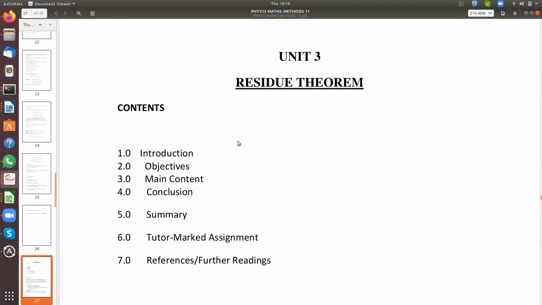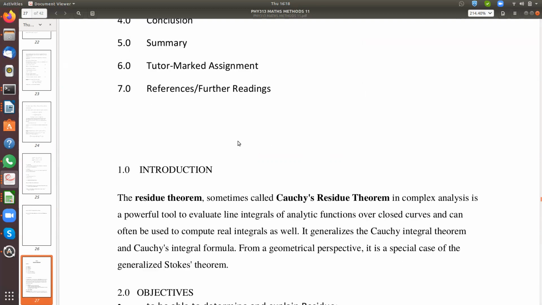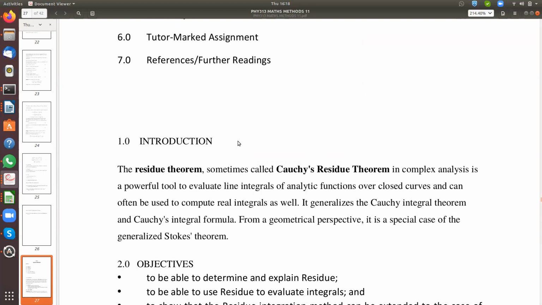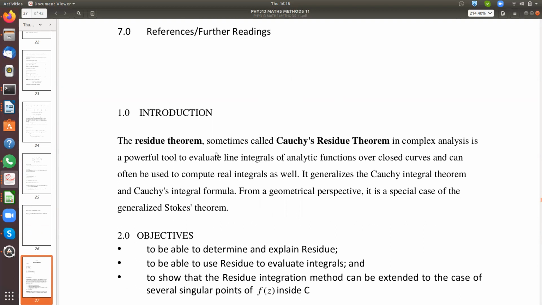If there is no question, let's briefly discuss some things about the residue theorem, because I hope to complete this class next week. And there are a lot of things to discuss under this. So let's look at the basic things today, so that we can be able to cover it next week. So we said the residue theorem, sometimes called the Cauchy residue theorem, in complex analysis is a powerful tool to evaluate line integrals of analytic functions over closed curves, and can often be used to compute real integrals as well. It generalizes the Cauchy integral theorem and Cauchy integral formula.